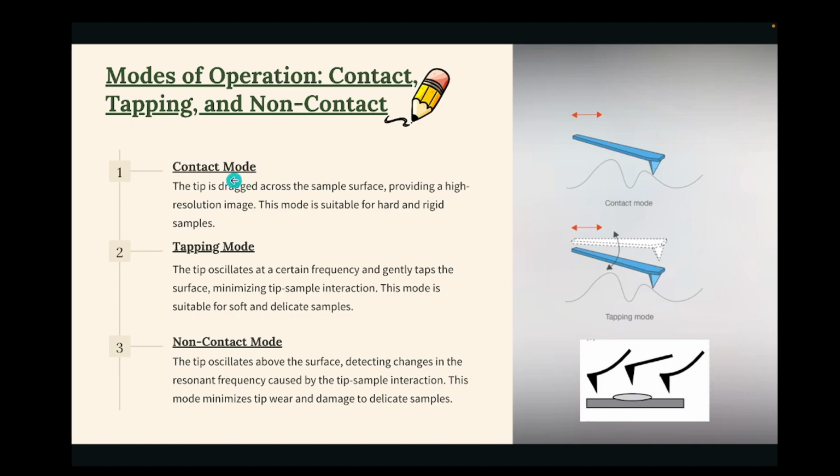This is the contact mode, and generally it is used for metal surfaces, for the topography of metal surfaces, or you can say hard surfaces, because the tip is very pointed. If we use it for soft surfaces, maybe there are chances that the soft surface gets destroyed.